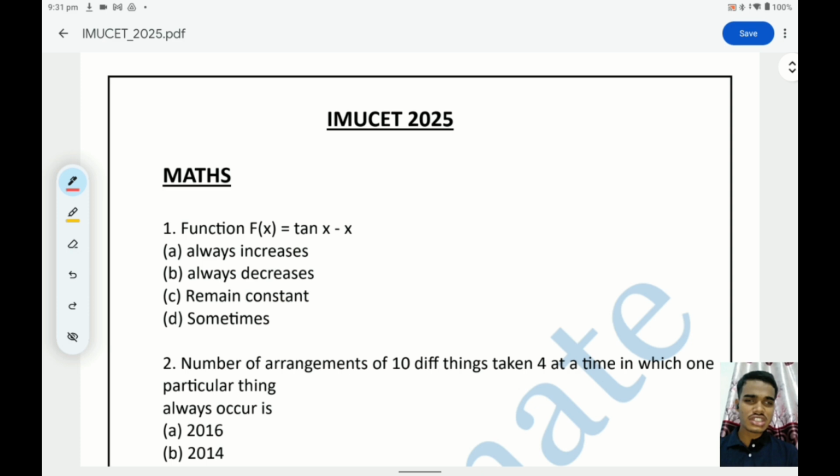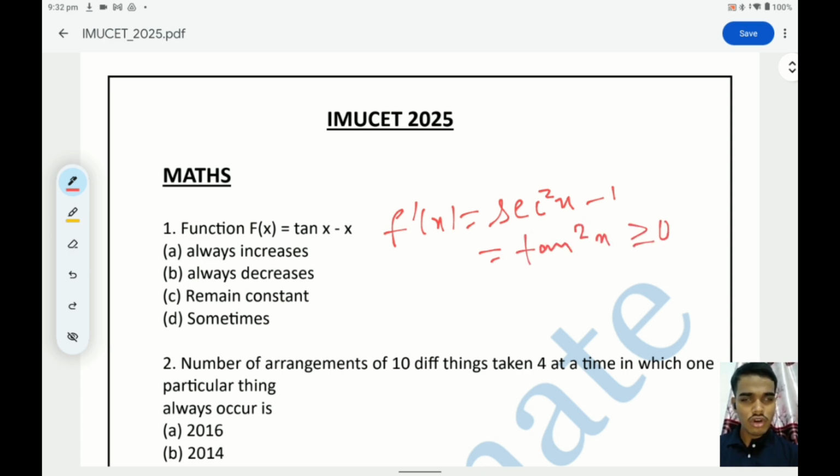The function f(x) is equal to tan x minus x, and we have to find whether it is increasing or decreasing. So how to solve this? We will find its derivative. f'(x) will be sec squared x minus 1, and we know that this is equal to tan squared x. Tan squared x is always a positive value. Always positive means always increasing, option A.